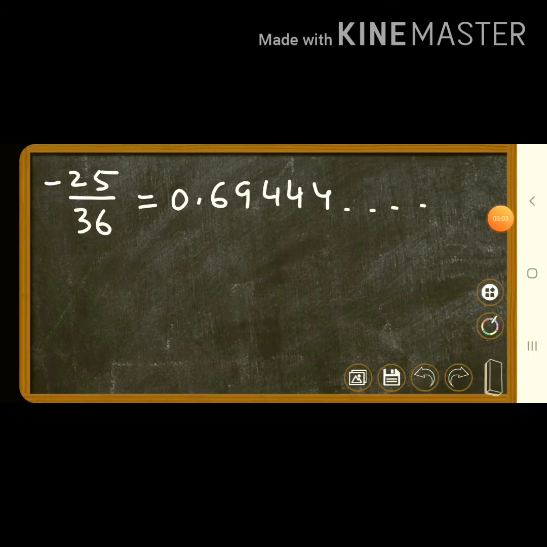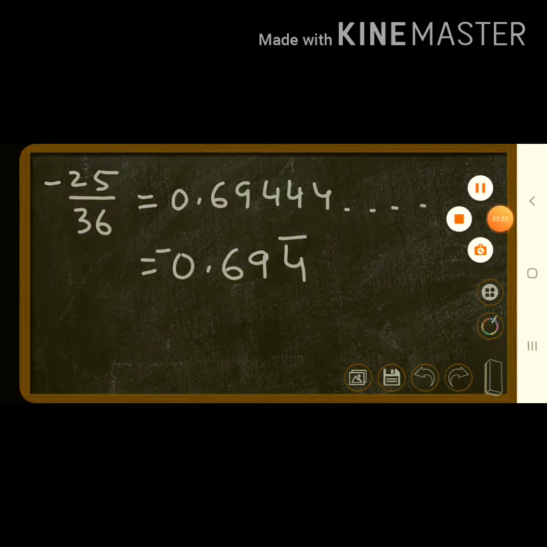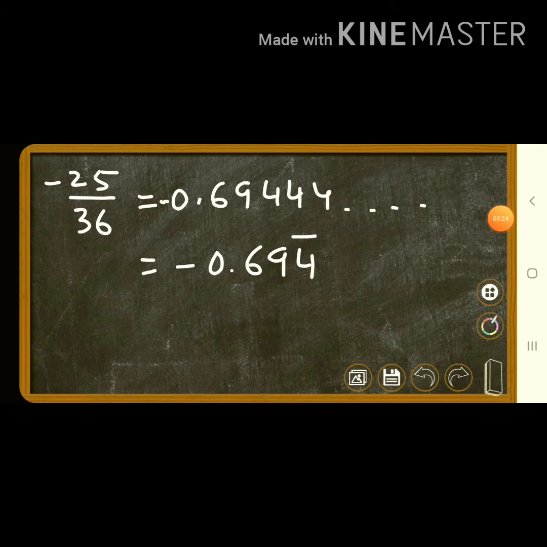So minus 25 by 36 is equal to 0.69444 and so on. As 4 is being repeated, the bar will be kept only on 4, not on 6 9. So this is the decimal form of minus 25 by 36, and as it is negative, the decimal form of minus 25 by 36 is equal to minus 0.694 bar.